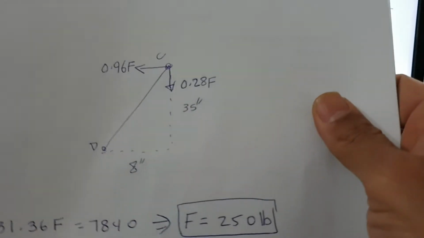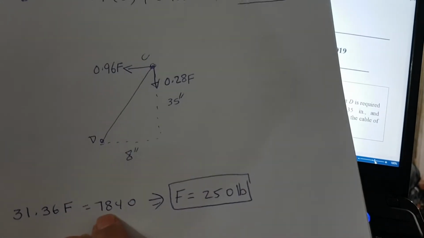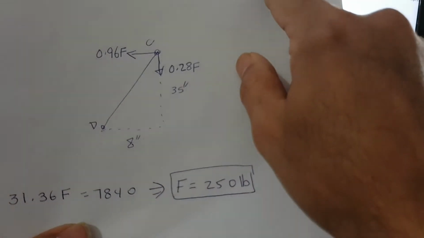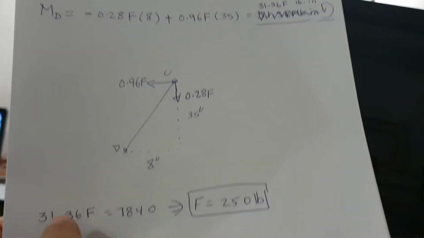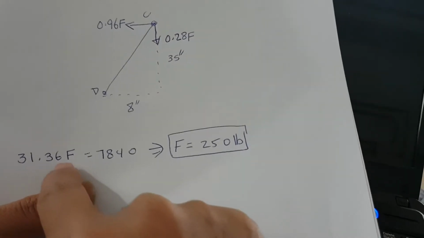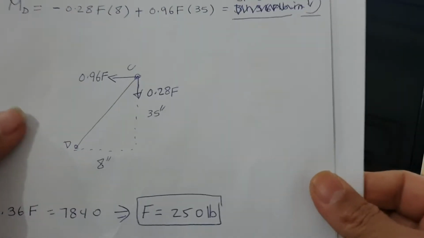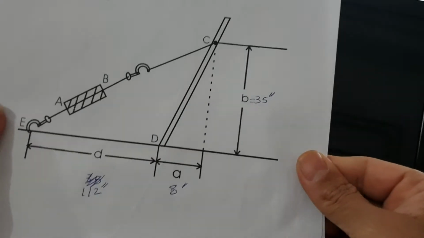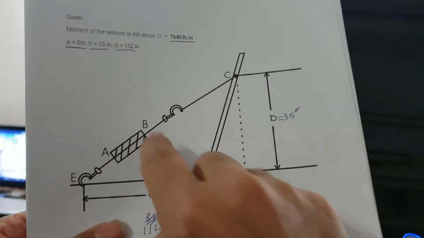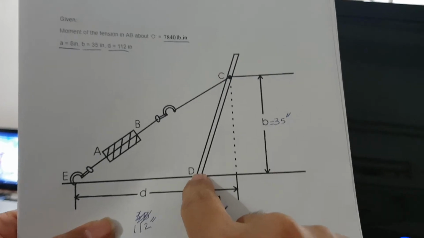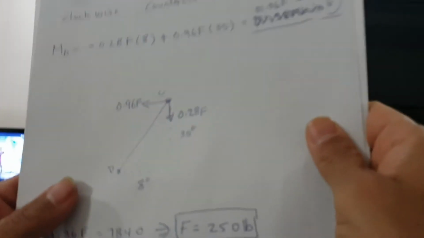So now, the moment was given as 7,840, so 31.36 F equals 7,840. Now we could find the force by dividing. You'll end up with force equal to 250 pounds. So the tension needed to make the moment at point D 7,840 pound-inch is equivalent to 250 pounds. Thank you.